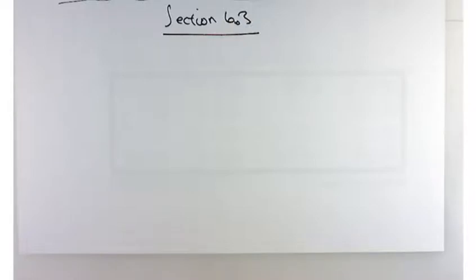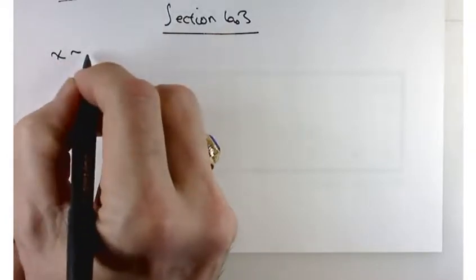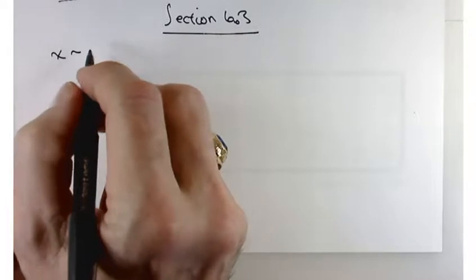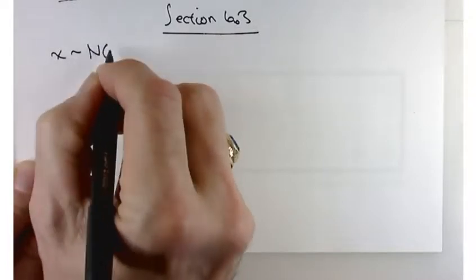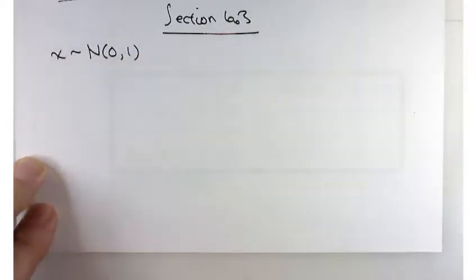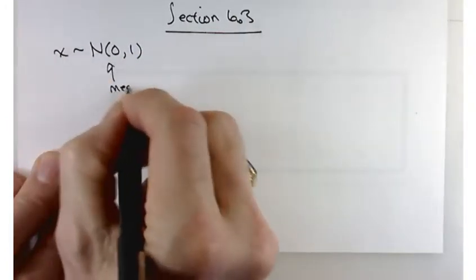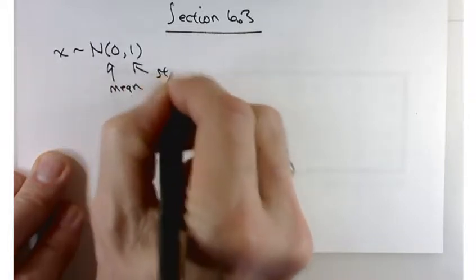So in the last section we worked with something called the standard normal curve. A variable, call it x, is distributed with the standard normal curve if it has this distribution. It's distributed normally with a mean of 0 and a standard deviation of 1. So this is your mean, that's your standard deviation.